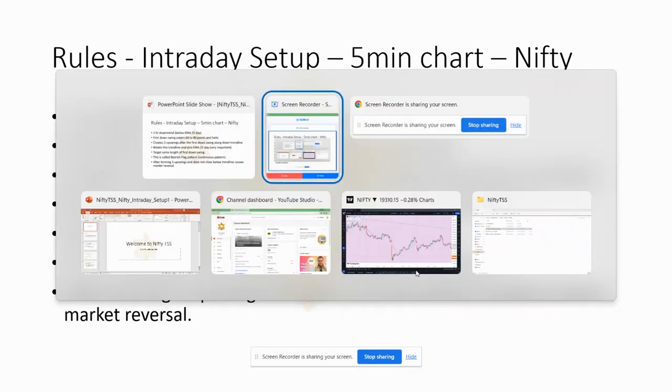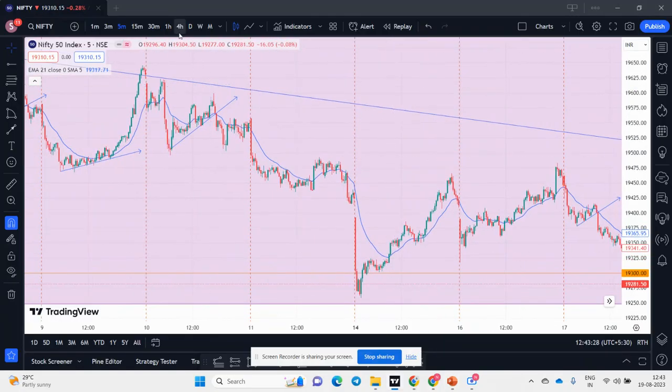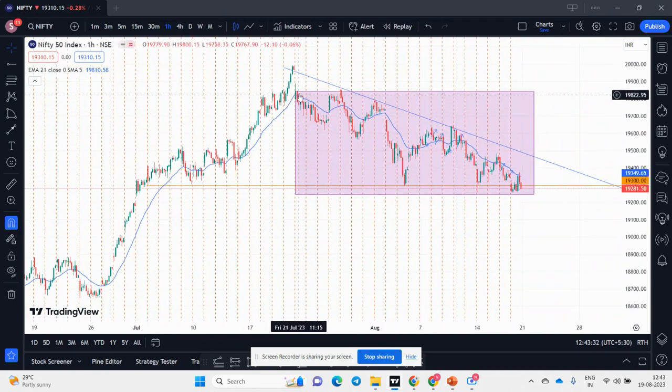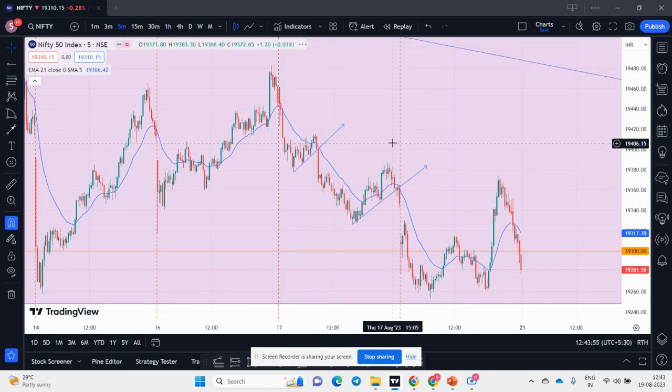Coming to the chart to show some of the backtesting that we have done, right. What I've done is I've marked the market range which is trading below this upper trend line and below this EMA 21 line, right. This is the range I've highlighted with this color, so that we'll be able to see how many entries we got in the last few days, right. Let's see how many entries we got. I'm going to the 5 minute chart.